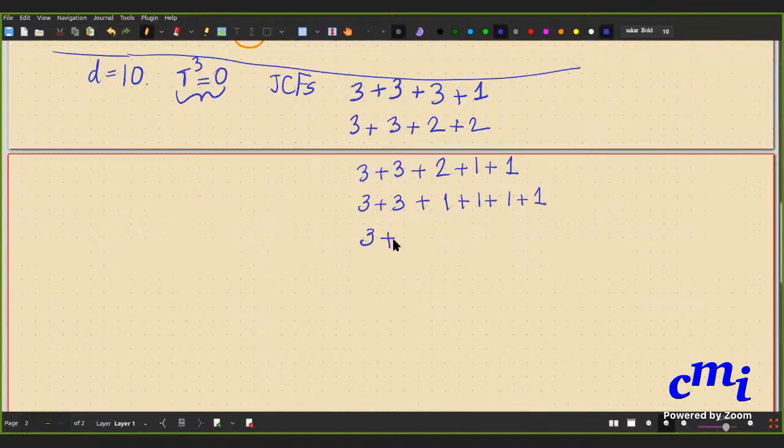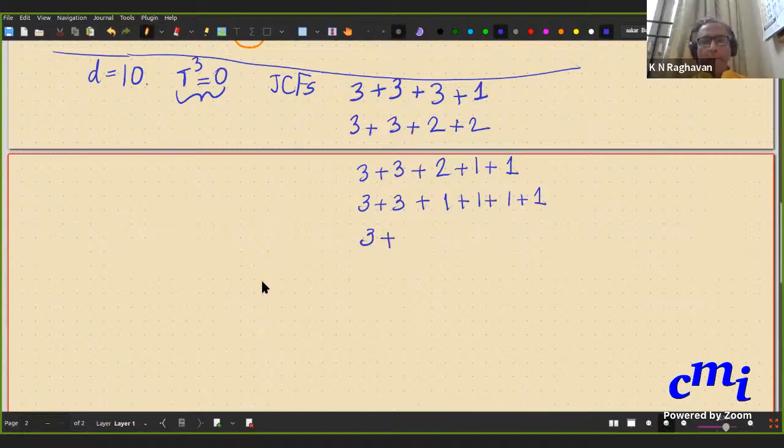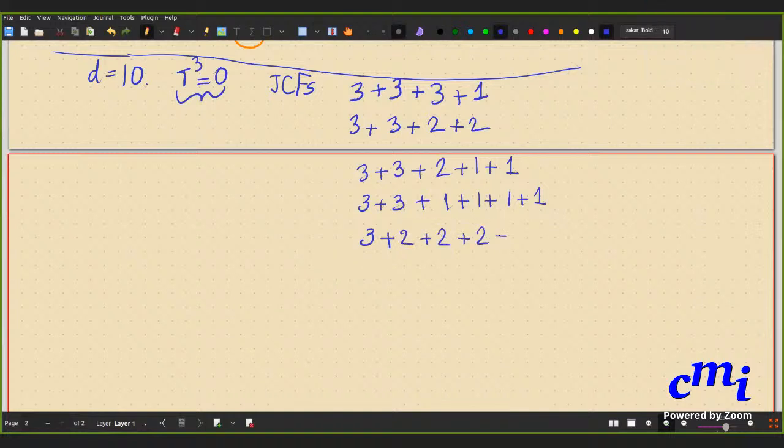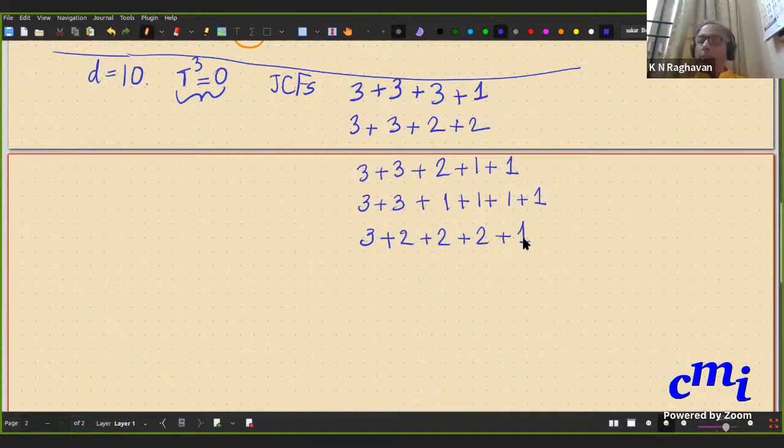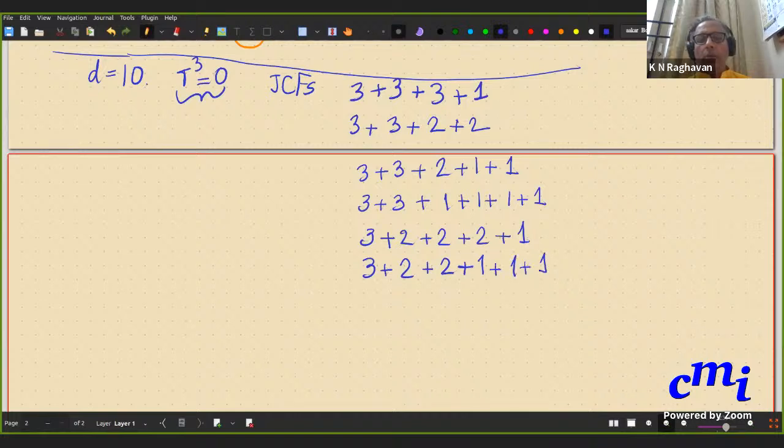Okay. So now the maximum number of 2s. So it's 2 plus 2 plus 2 plus 1. That finishes 1 3 and 3 2s. Sorry, 1 3 and 3 2s. Now 3 plus 2 plus 2 plus 1 plus 1 plus 1. Okay.